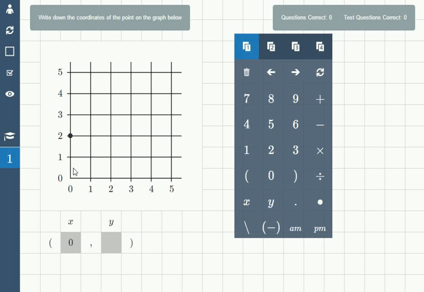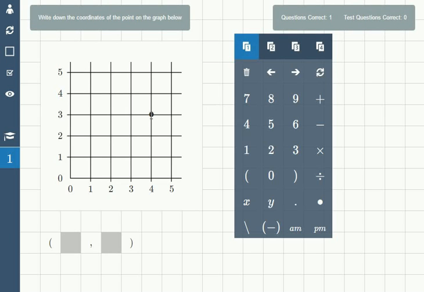Now we need to figure out what its y coordinate will be, and to do that we take a line across from the point to where it meets the y-axis and see what number it's going to intersect with, and that in this case is going to be 2. So our y coordinate is going to be 2, and if we put that into the answer box, that completes the question. Let's have a look at another one.